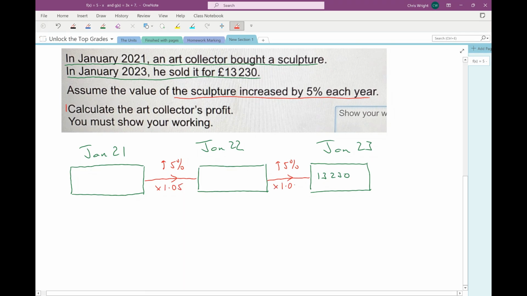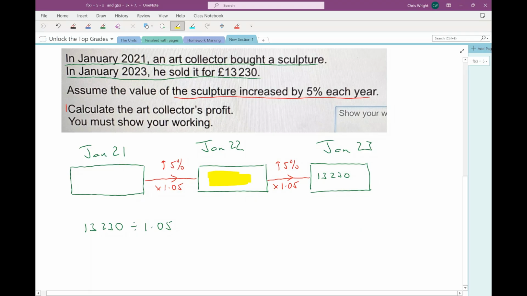So, if we were going forwards and increasing by 5%, we would multiply by 1.05. But of course, we're going backwards. So we're going to divide by 1.05. So we're going to start with the end price and divide by 1.05, and that will give us the value here.